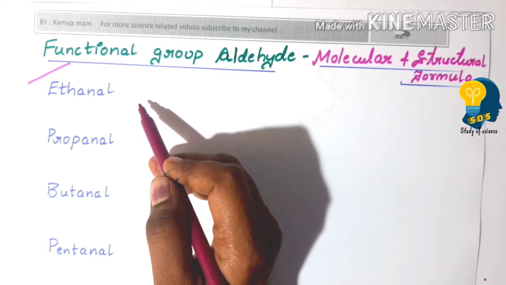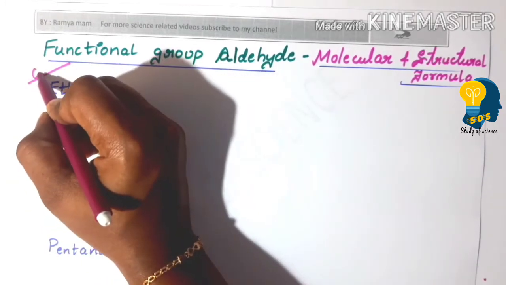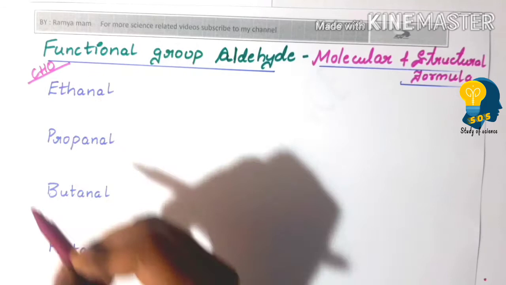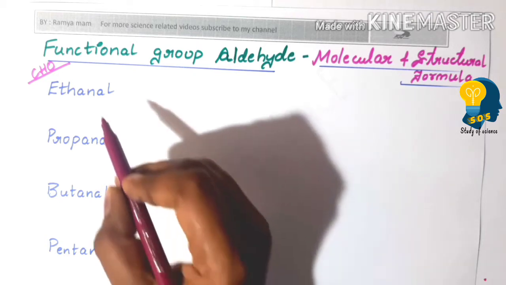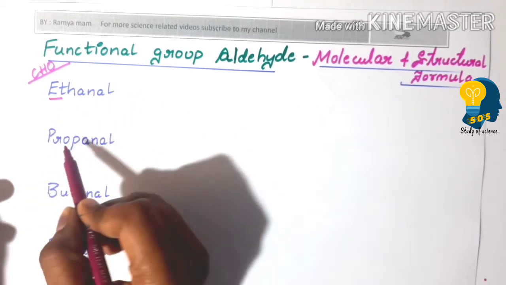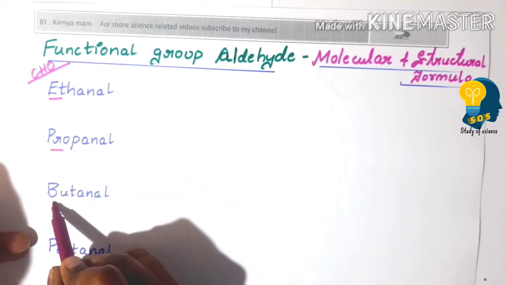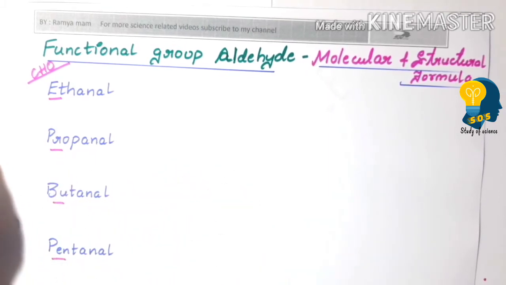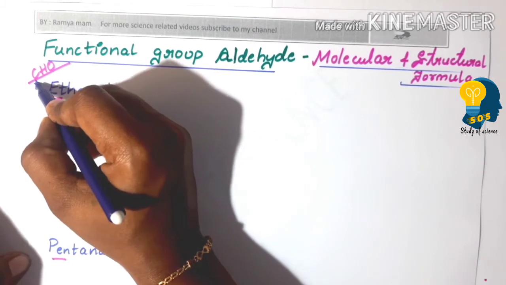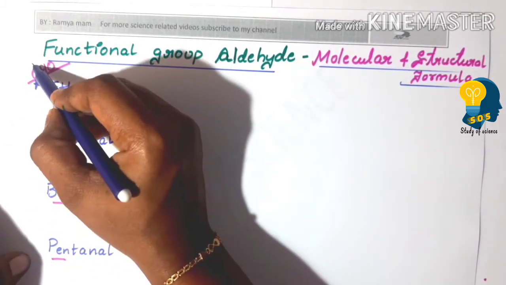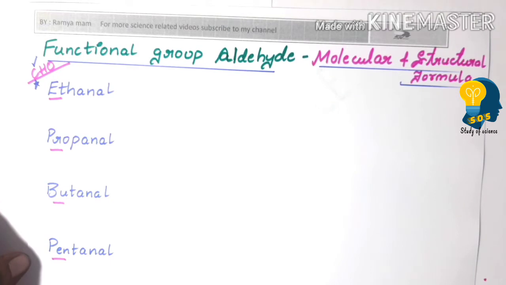So the suffix for the aldehyde group is CHO. It is represented by CHO. Now I will teach you how to write the molecular as well as the structural formula. As we have ethanal, eth means 2 carbon, prop means 3, but means 4, pent means 5. One more important thing which you have to remember here, children: the aldehyde functional group has a carbon in it. So this carbon is also taken for the count in the longest carbon chain.